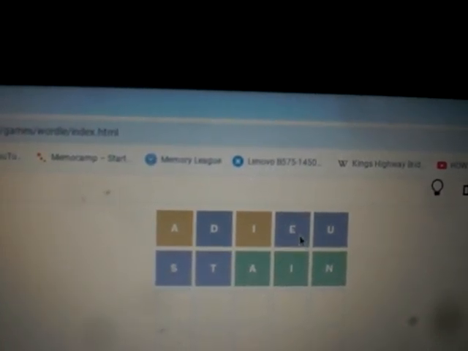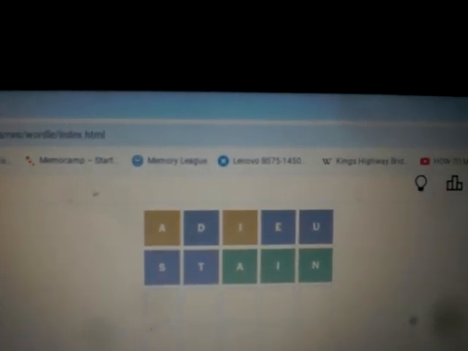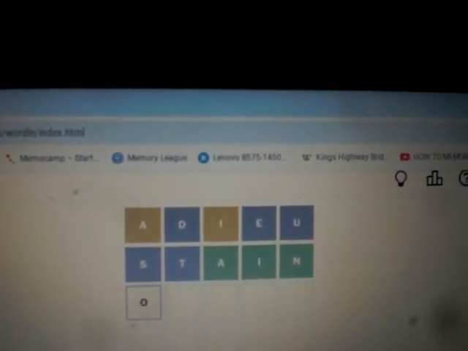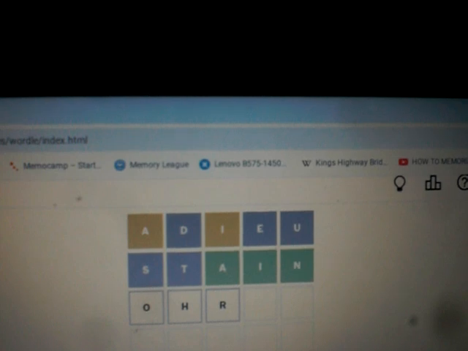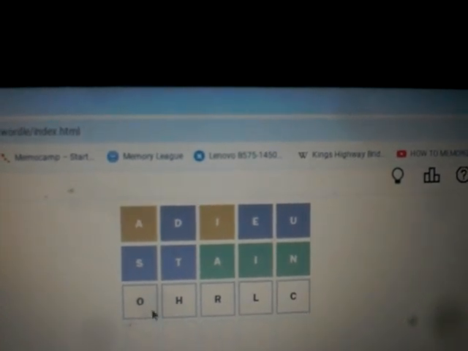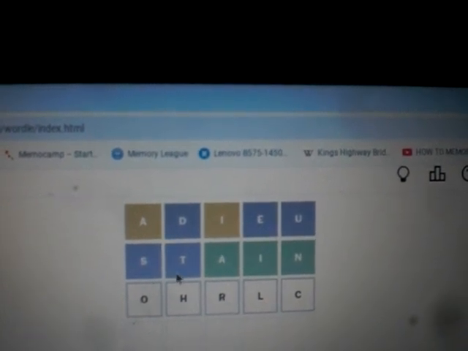So let's use our ETAOIN SHRDLU system again. S-H-R-D-L-U-C. So the next 5 most common letters, left to right, O, H, R, L, C. So let's plug in O, no, H, no, R, L, no, C. Oh, chain. Chain works.